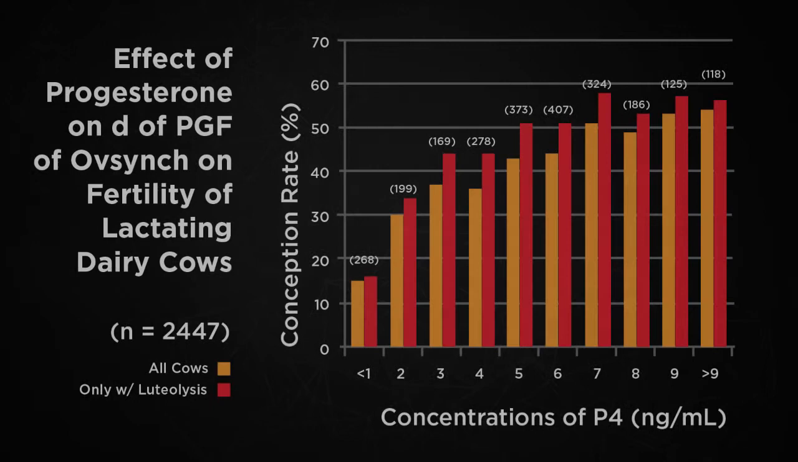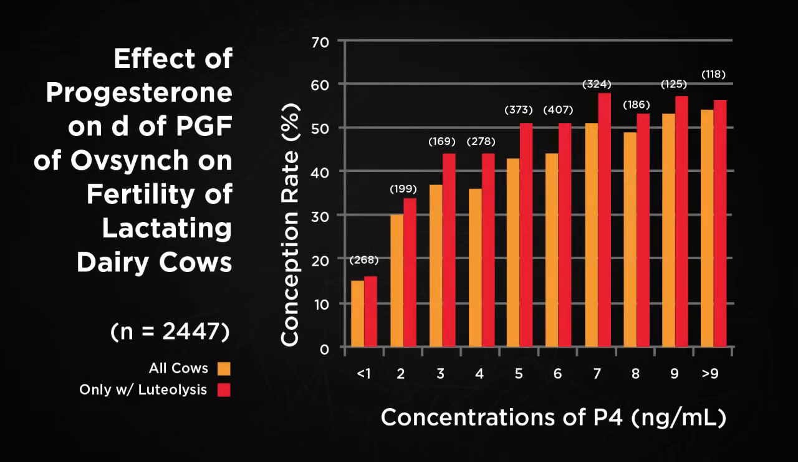In a very large data set from our laboratory, these three programs compared favorably to each other, each having about 45% conception rates to first service. In this large data set, it appeared that the higher the progesterone just prior to the prostaglandin F2 alpha of OvSync, the greater the conception rates. It is likely that the increase in fertility is due both to progesterone and the control of the age of the ovulatory follicle from these fertility programs.